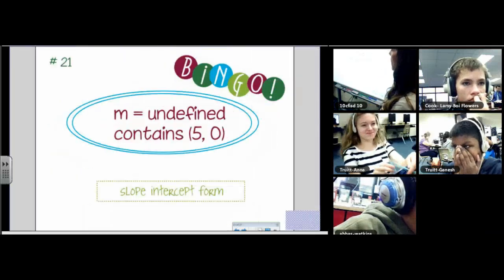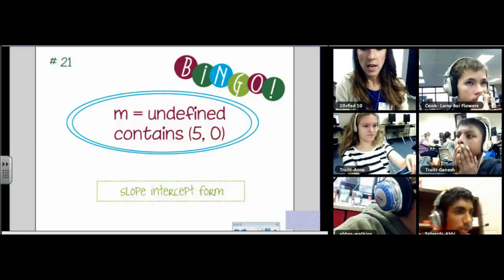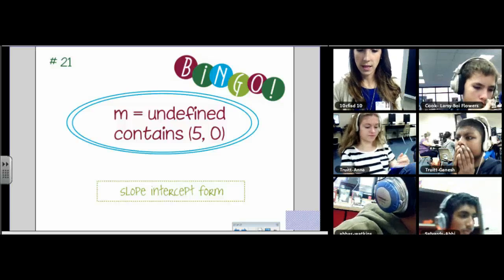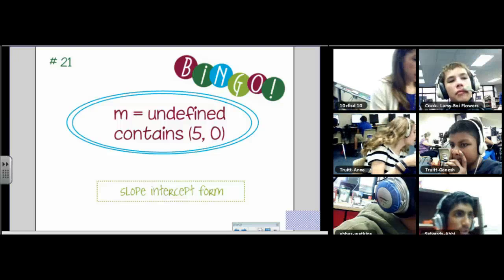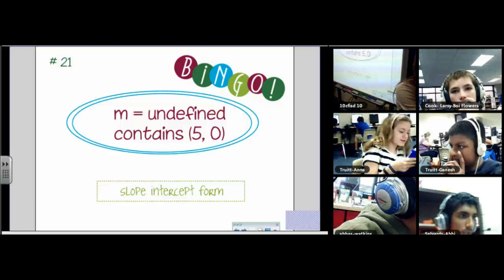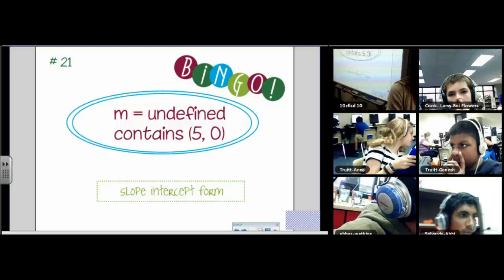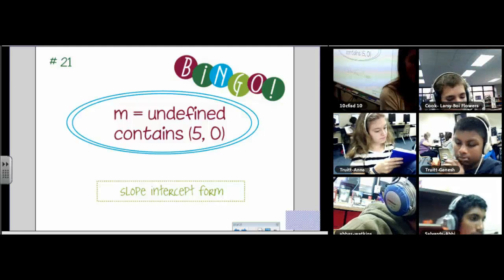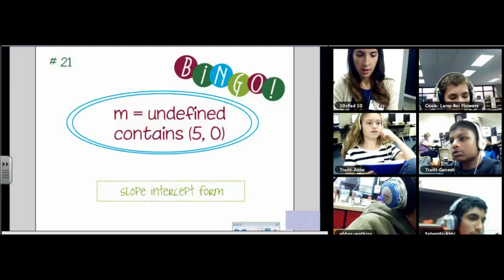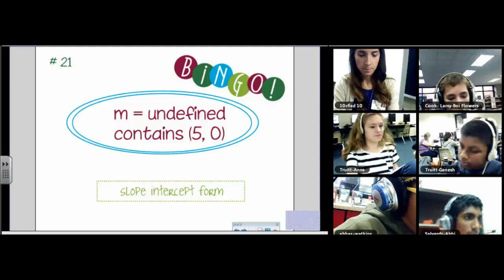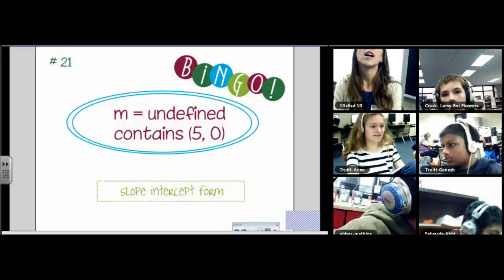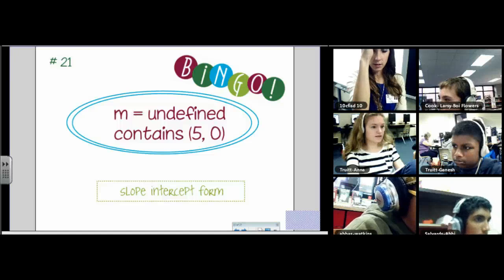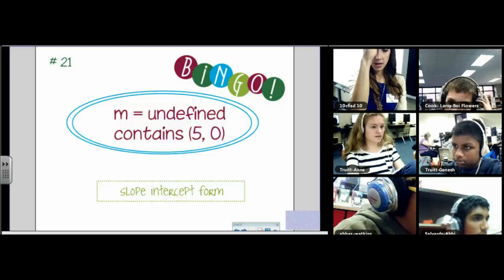Everybody write the equation of the line that has an undefined slope and contains 5, 0. This is good practice writing equations of lines. So if it has an undefined slope, it looks like this. If it looks like this, that's an x equals an integer.